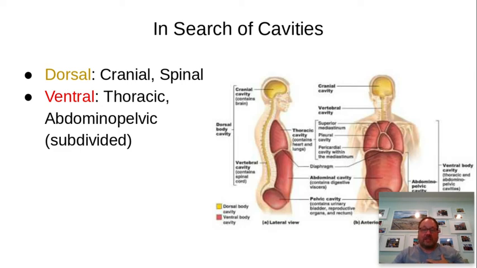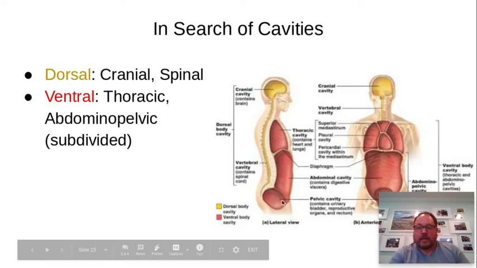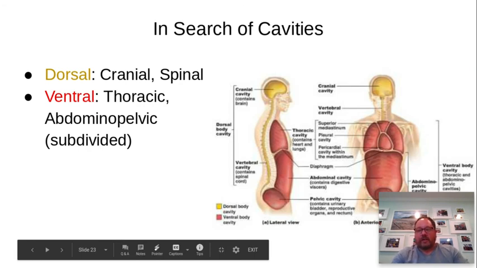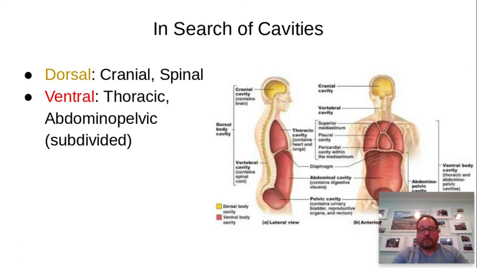Ventral means belly side. So the ventral cavity has a lot of different organs in it. The ventral cavity includes the thoracic cavity and then the abdominopelvic cavity. The thorax is basically your chest. Now, it'll subdivide into other categories for different organs, but your chest, in essence, holds your heart and your lungs. The abdominopelvic cavity has a lot of your gut organs, your stomach, your liver, your intestines, your spleen, kidneys, things of that nature. And then down in the pelvic cavity, you'll have the bladder, uterus, things of that nature. So the ventral cavities house a lot of gut organs.